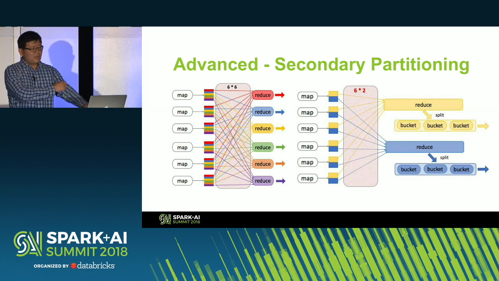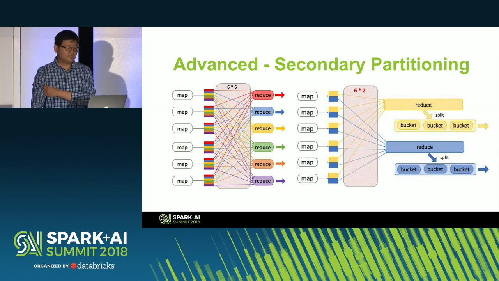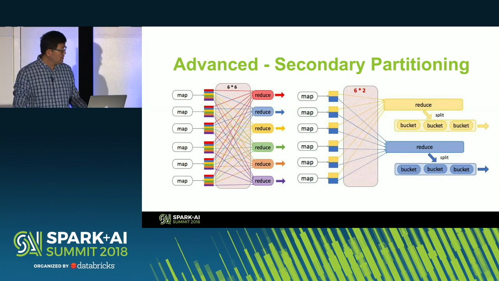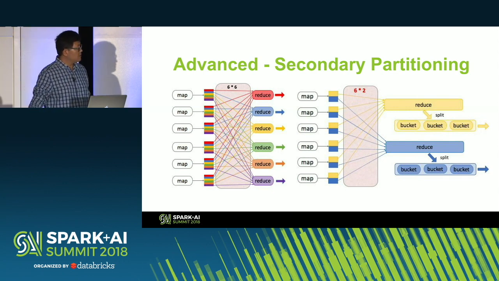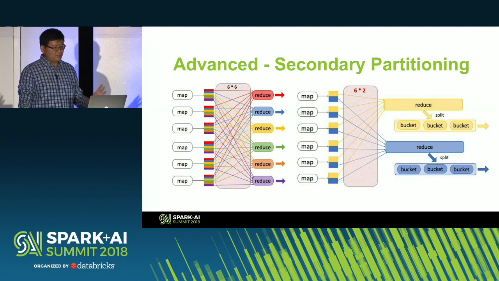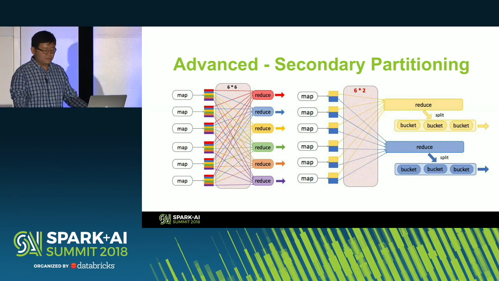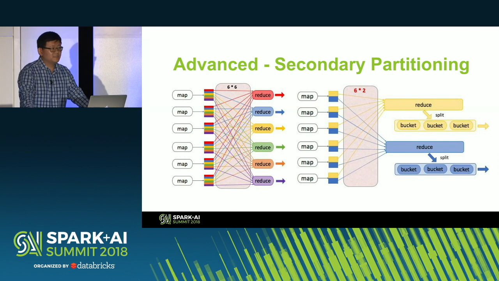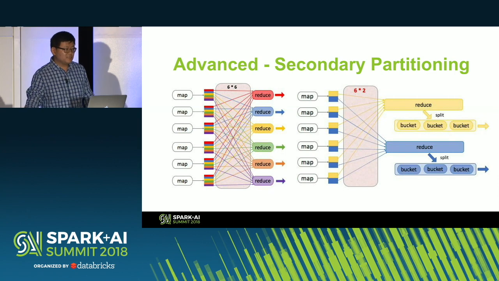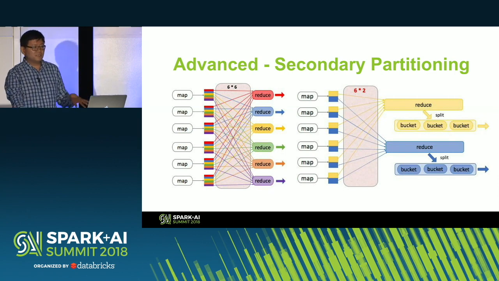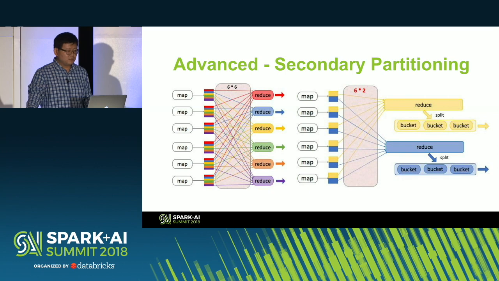This is one of our experimental works, implementing a new algorithm called secondary partitioning. I simplify the case. The left side is the regular Spark one. Mappers and reducers are both 6, so 6 times 6. The IOPS is 36. Also, the resulting files number 6. On the right side, we change it to 6 times 2. We have 6 mappers, but 2 reducers. But when a reducer fetches the data from upstream, we further do the secondary partitioning, splitting them into 3 sub-buckets.